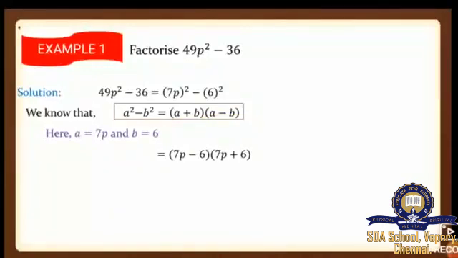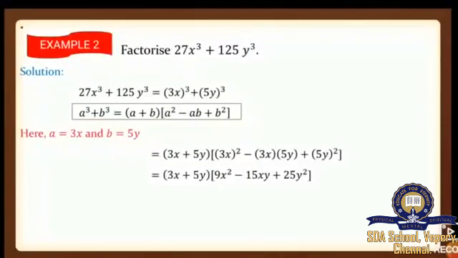Here, in the place of a, you have 7p. In the place of b, you have 6. So substituting a equal to 7p and b equal to 6 in the above identity, we will get 7p minus 6 into 7p plus 6. So let us see another example.